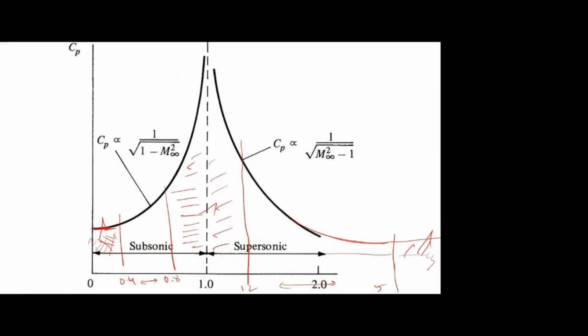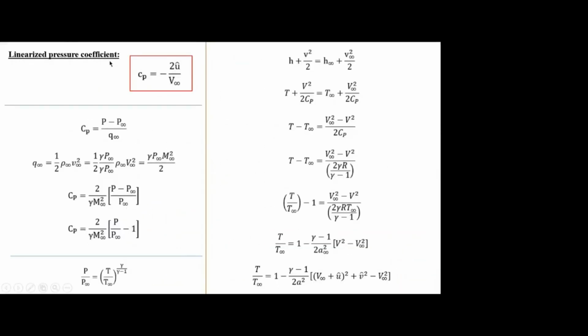Is that clear? So we are going to derive the Cp equation for the linearized theory. This is the final form. I am starting with the general formula: Cp is equal to (P minus P infinity) divided by Q infinity. Instead of Q infinity, I can write half rho V square. I know how to convert this half rho V square into gamma P M square, which we discussed in nozzle expansion. Simply include gamma P by gamma P in this half rho V square.